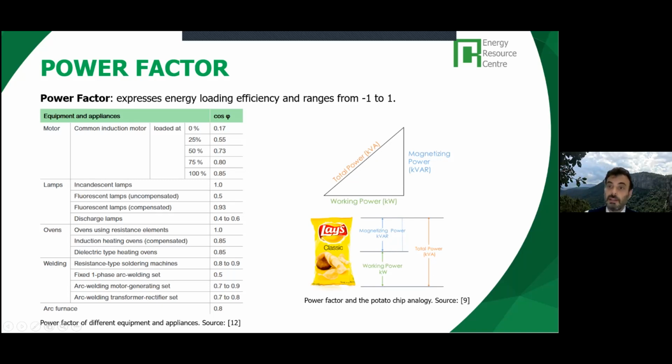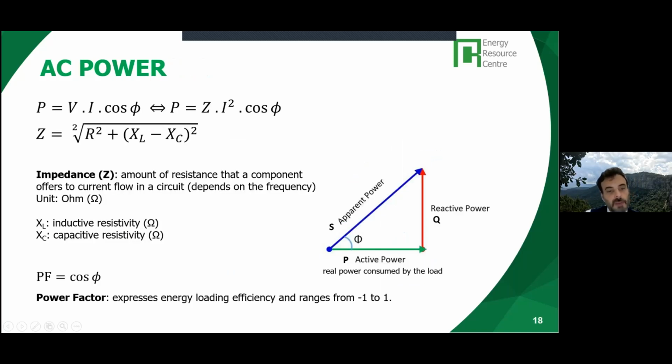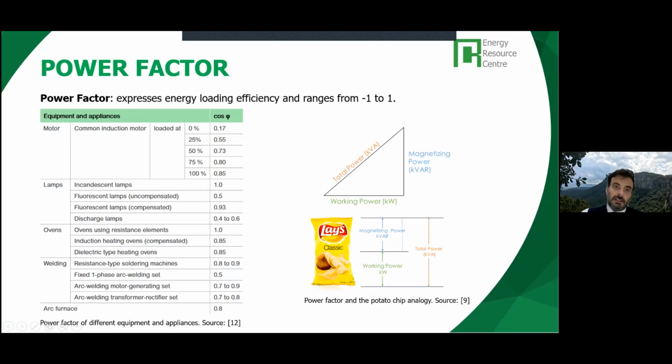Okay, and we don't waste part of the power in the circuit in magnetizing our capacitors or our inductors. Okay, here we have a chart of the typical power factors. This parameter here, cosine of phi, is known as the power factor. This table tells us which typical power factors we can find in motors, lamps, ovens, welding machines, etc. You can see in some appliances there is a bit of a wide possibility.